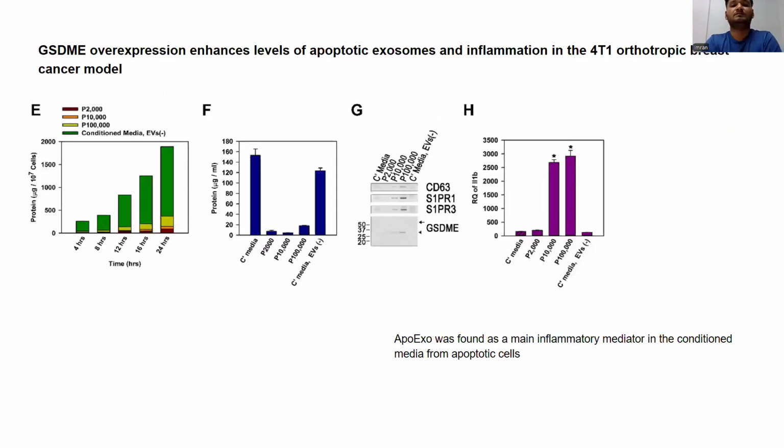To find the biological significance of the Gasdermin E produced exosomes, the conditioned media was centrifuged at multiple speeds, namely 2000 g, 10,000 g, and 100,000 g. When checked for exosome markers, they were found in the 10,000 g and 100,000 g fractions, which contain the exosomal fractions, and it was also shown that only these fractions had the ability to induce interleukin-1 beta expression in mouse bone marrow macrophages.